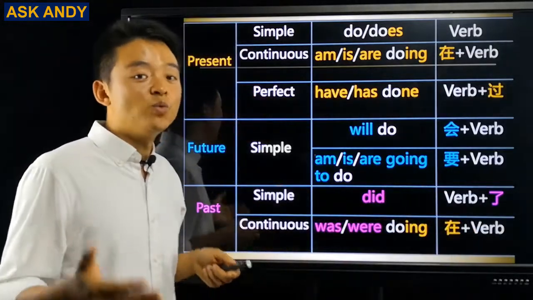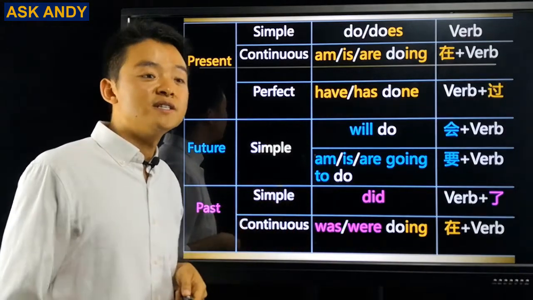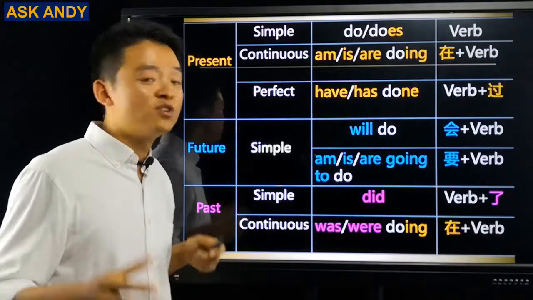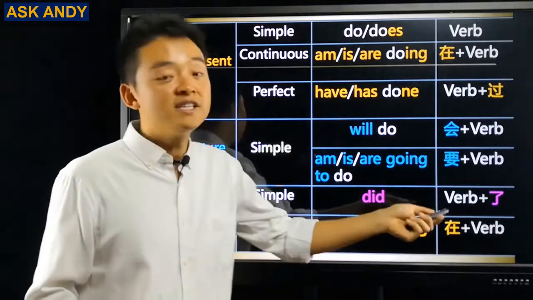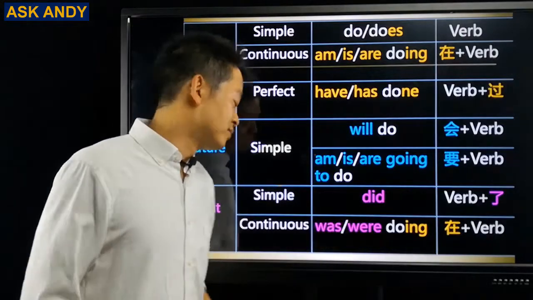Remember, there are two ways. One le would go after the verb. The other one is in the end of the sentence. What's the difference between them? I'm going to make another video to talk about that. Right now, you can simply remember we need a le there. Basically, you can remember it goes after the verb.